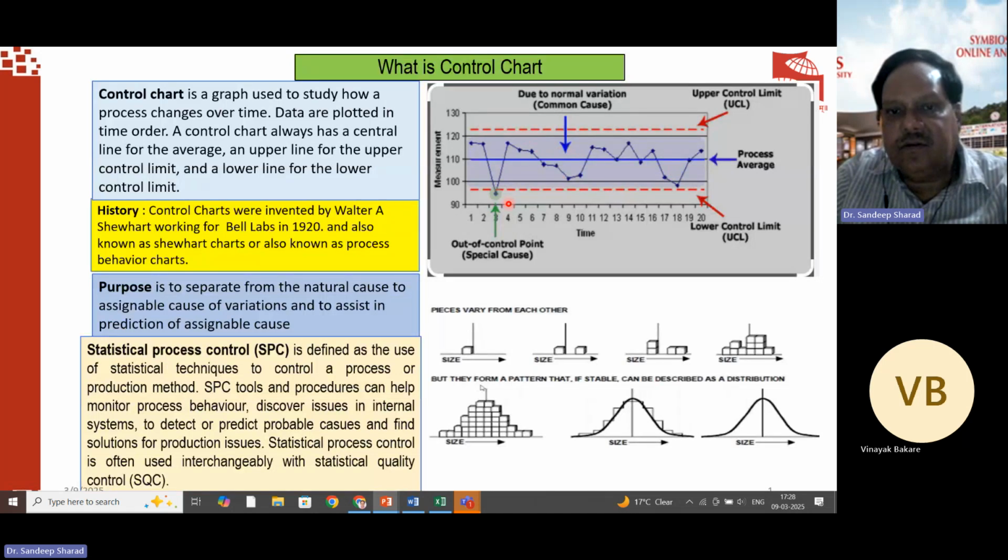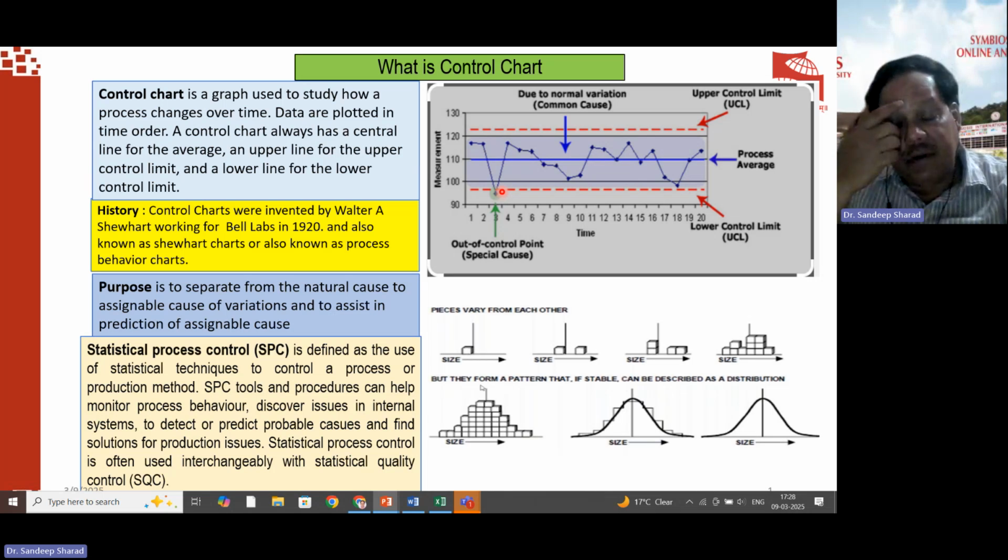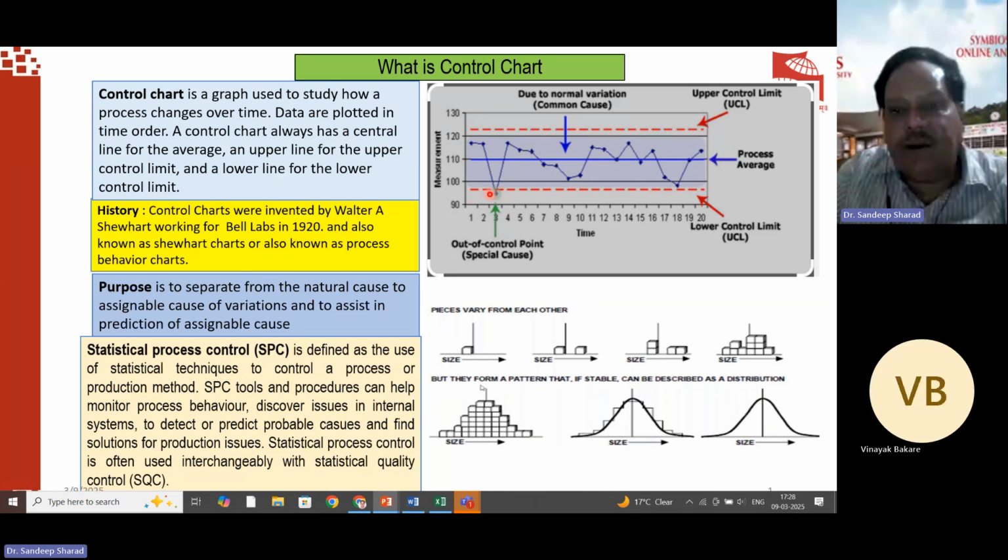Once points go beyond those dotted red lines, they are in the lower or upper control limit zone. Points beyond those limit values are considered assignable causes, and these are analyzed based on the type and nature of the problems in the system.